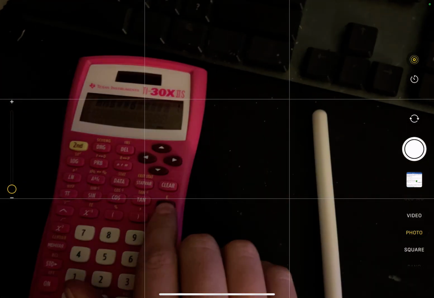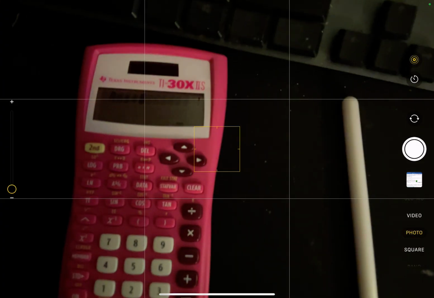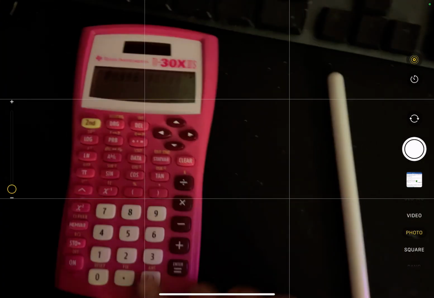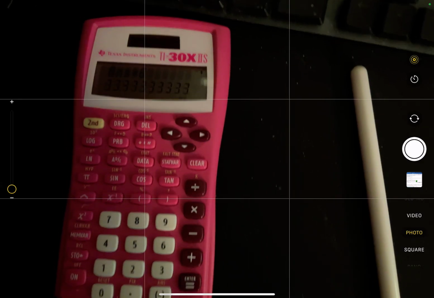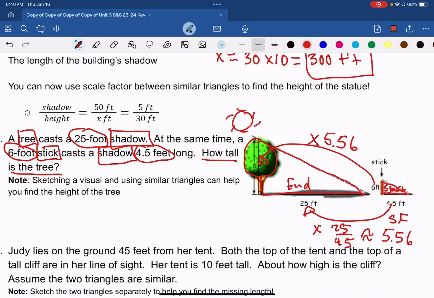Oh, I put an extra times. Don't extra times it. I'll push delete to get rid of the extra times. So it'll say answer times 6. That's what we want. Push equal, and you should get 33.33333, right? That's like as exact as we can get.